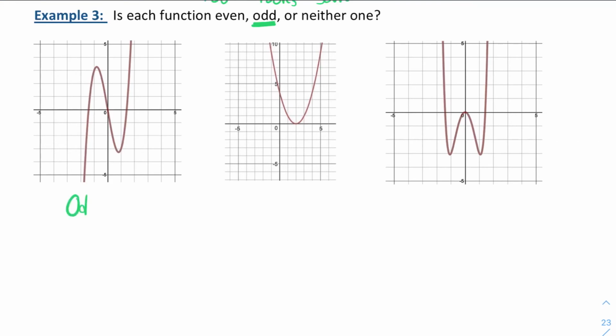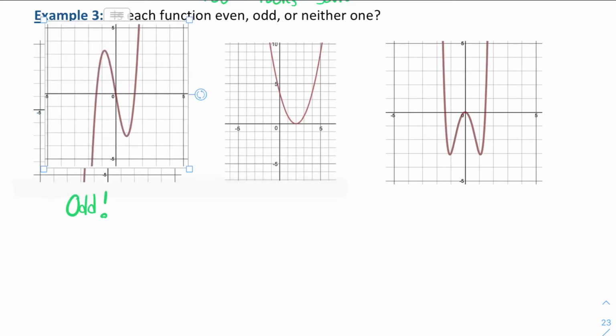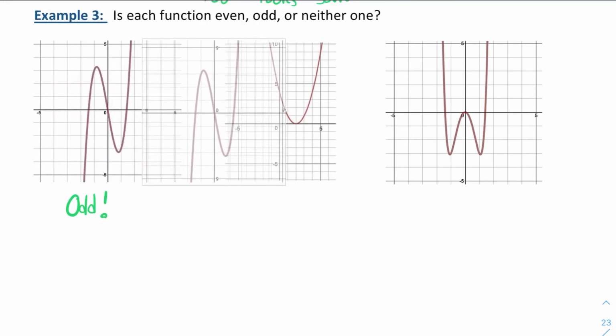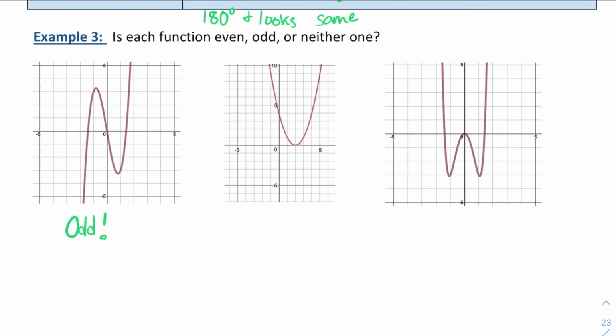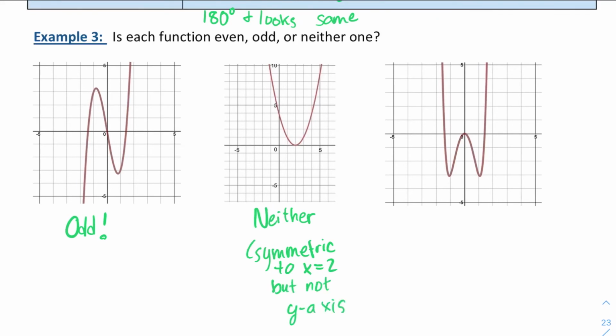Okay, well, the first one should be odd because it is symmetric about the origin. You could rotate it 180 degrees and it's going to match up with your original function. If you look at the one in the middle, it is actually neither even nor odd because although it does have some symmetry, it's symmetric to the line x equals 2. It's not symmetric to the y-axis, and if you rotate it 180 degrees, well, it's upside down. If you look at the last one, it is going to be even because it is symmetric to the y-axis. You can think about folding it across the y-axis, and it is going to match up with itself.